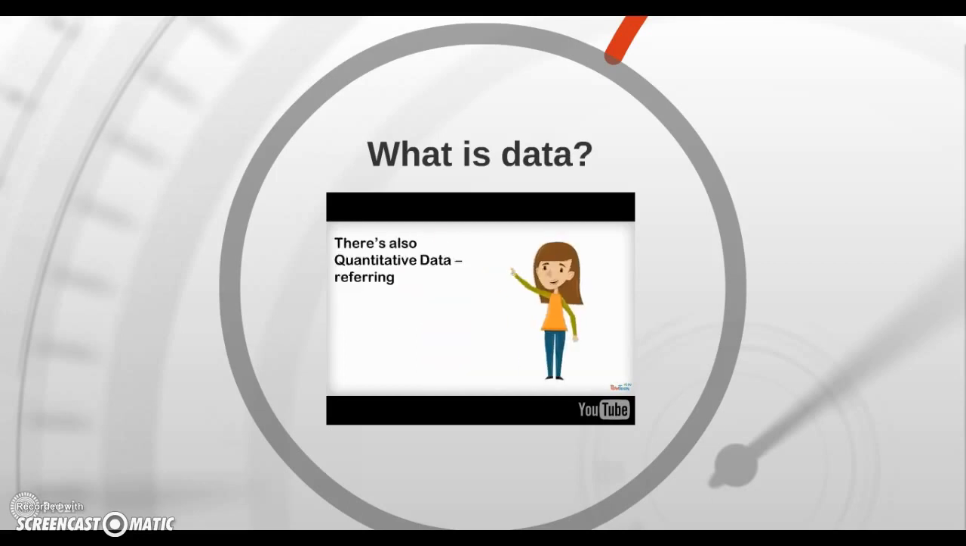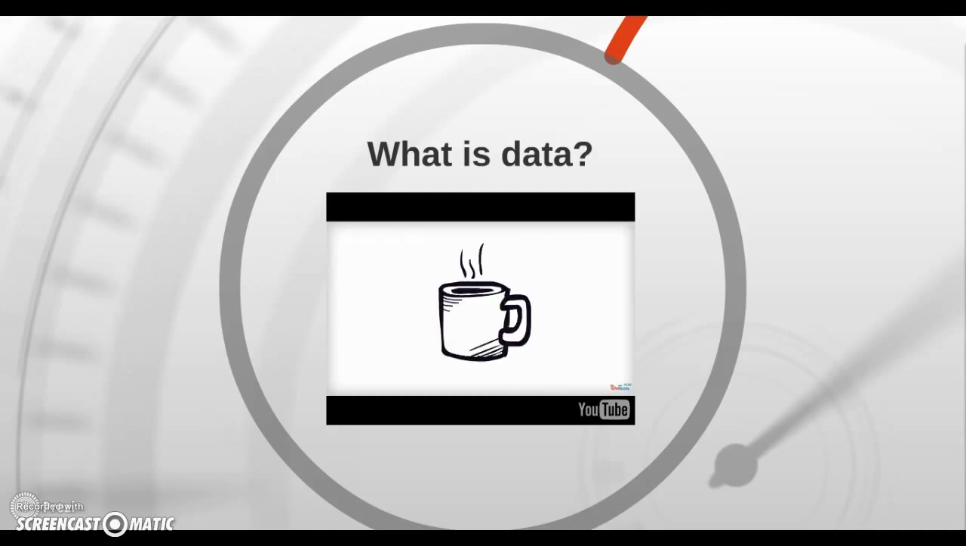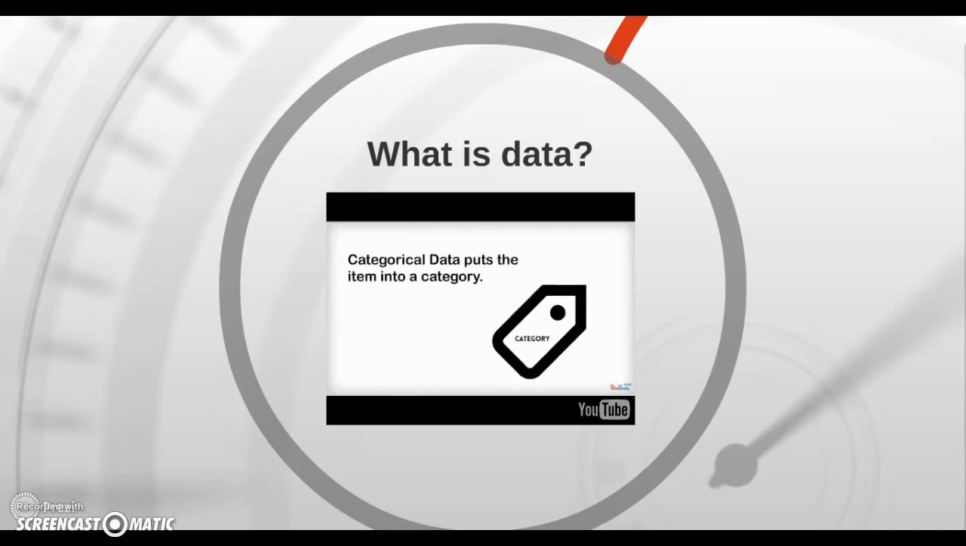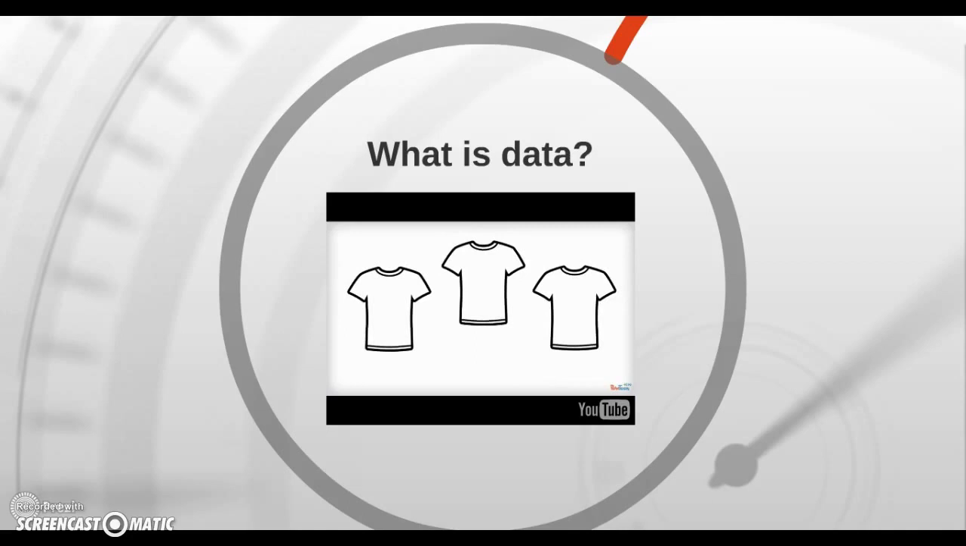There's also quantitative data, referring to a number. The latte contains 12 ounces of drink. It's served at 150 degrees Fahrenheit and costs $4.95. There are 2 different types of quantitative data. There's categorical data that puts the item into a category. For example, if we have a box of shirts, we might collect shirt size data with categories such as small, medium, and large.